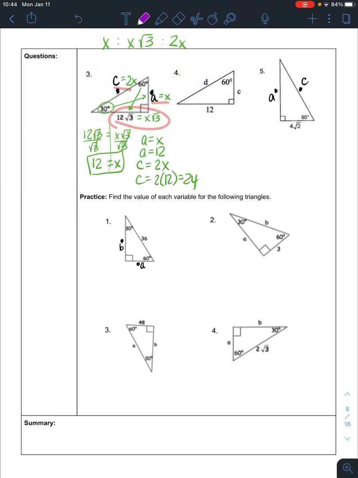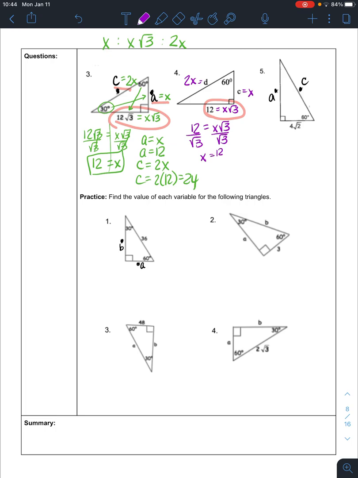So again, notice it's a 30, 60, 90 triangle. X goes on your short side, 2x goes on your hypotenuse, and x root 3 goes on your long side. Label them, solve them. So we set it up and we solve the one that we can solve. So I can solve that one. So I have 12 is equal to x root 3. So we divide by the square root of 3.